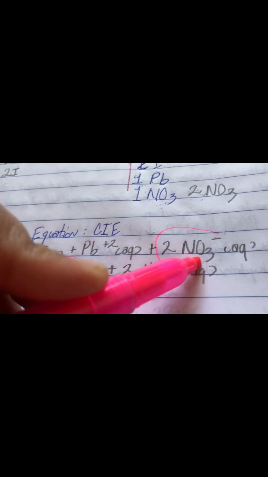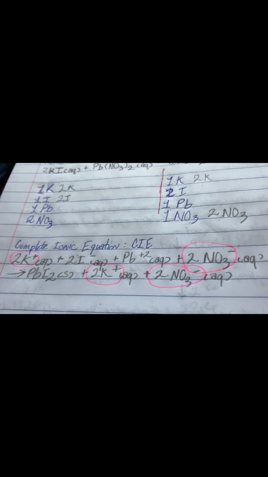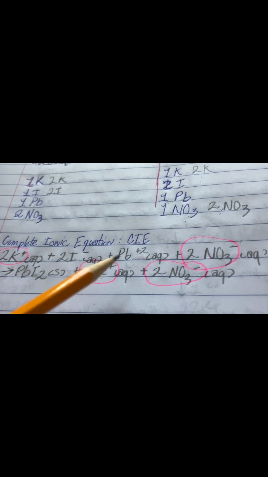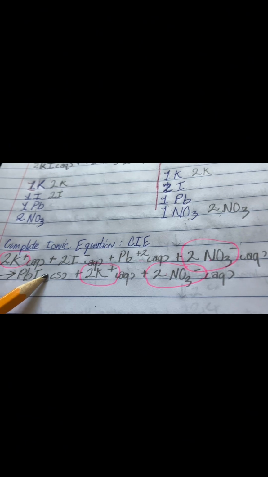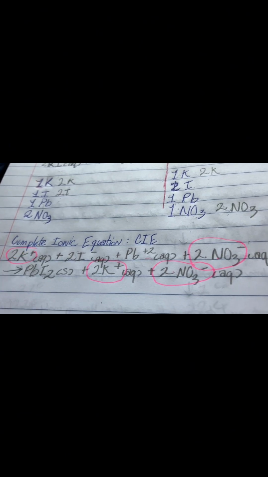Now, nitrate. Both in the reactant side and in the product side, it remains the same. So we circle this one as well. Now that we found all the spectator ions, when writing the net ionic equation, we only include the ions and the product that we have to show what has actually reacted.